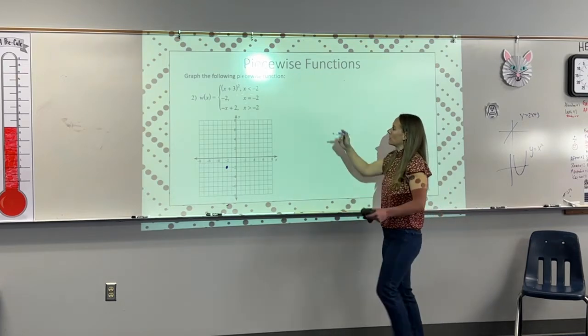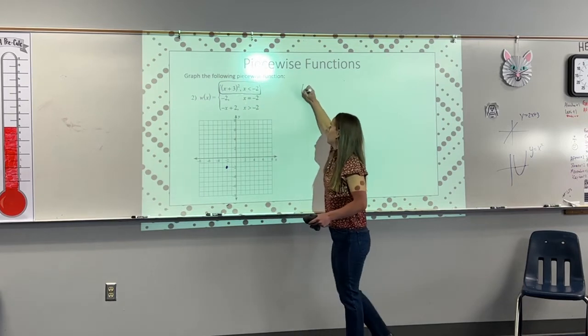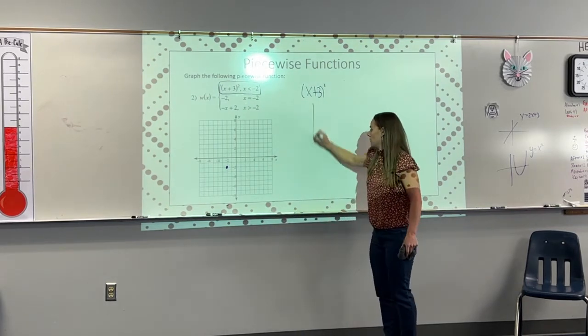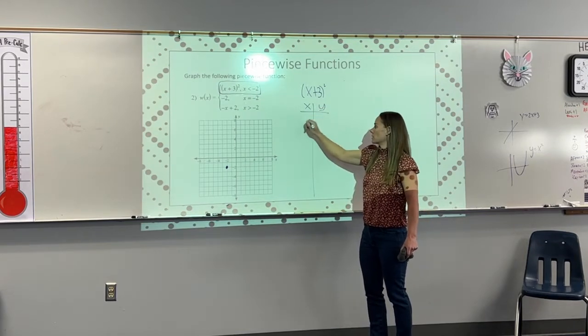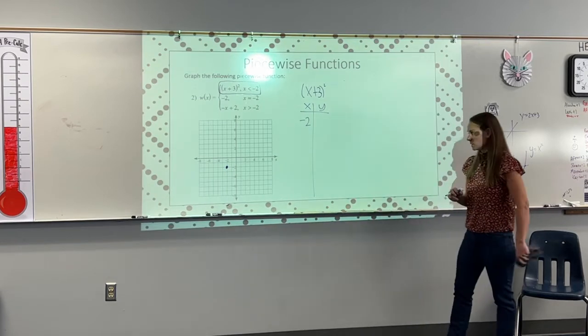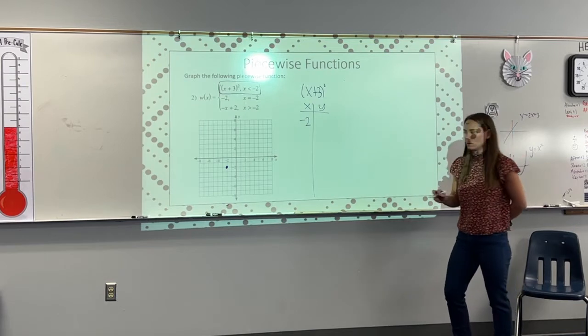Okay, now I'm going to create a table for this top equation. So I'm going to have x plus 3 squared for x is less than -2. So I'm going to start with -2, even though I'm going to put an open circle on it. I do need to know where it is. But what are numbers that are less than -2?